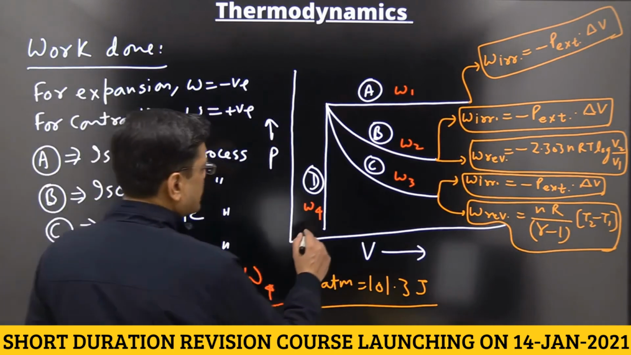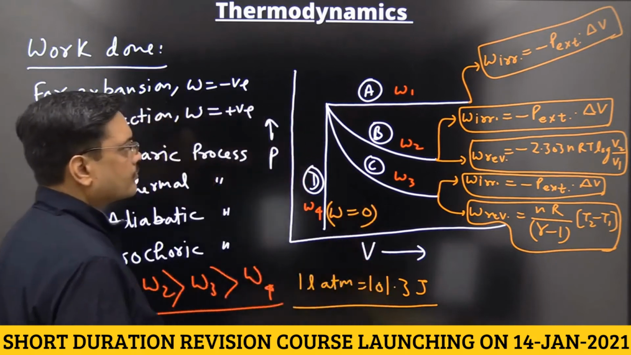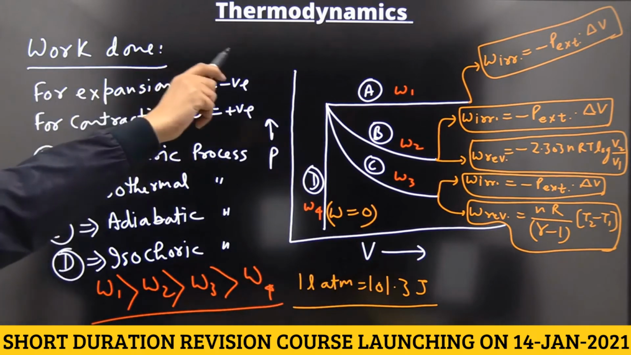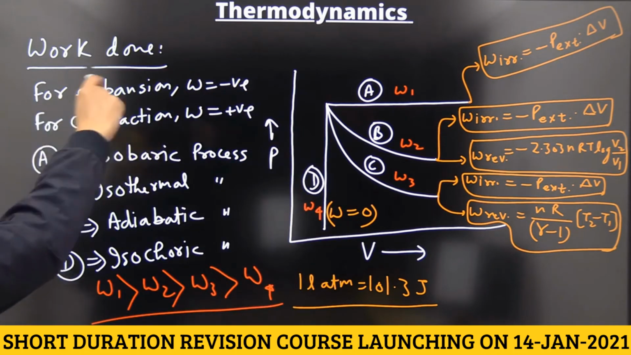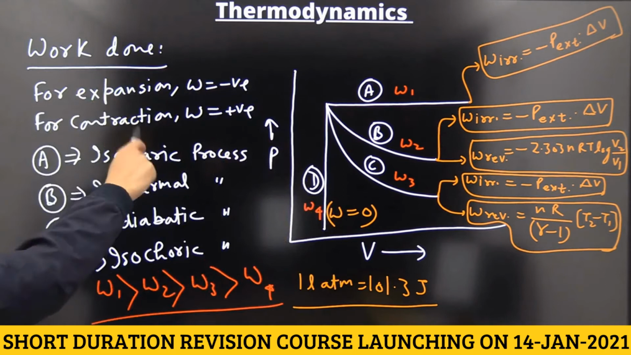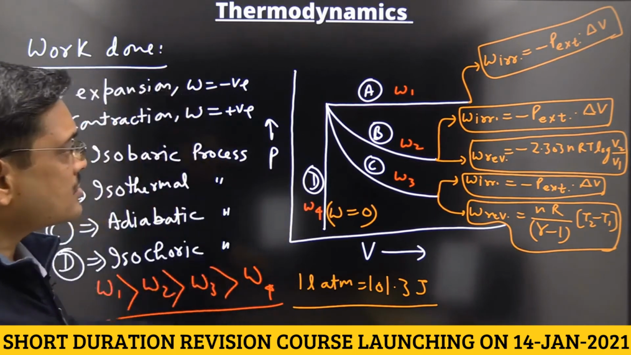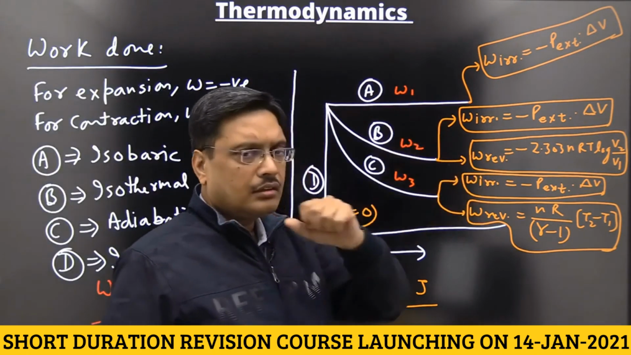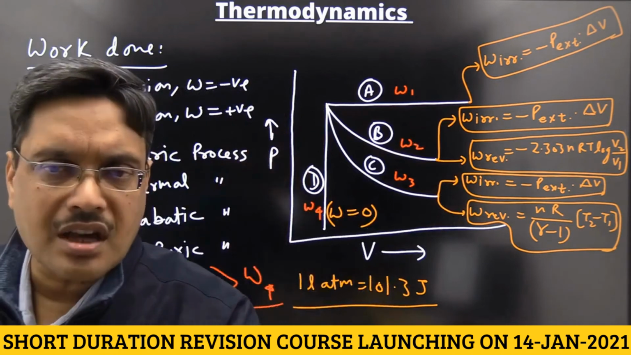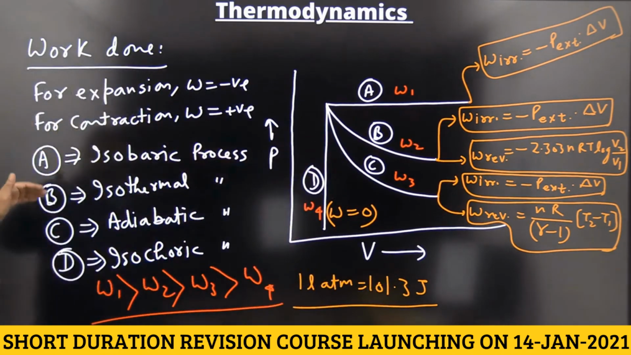And in isochoric process, work done is 0. This is all for the work done. Any question which is based on the work done can be done by these things. Calculations are done by this. Firstly, you select which process is given and then use the formula. And what is the process and what is the work done.